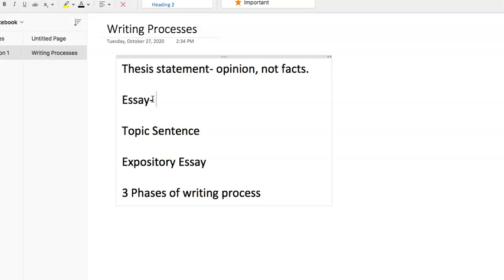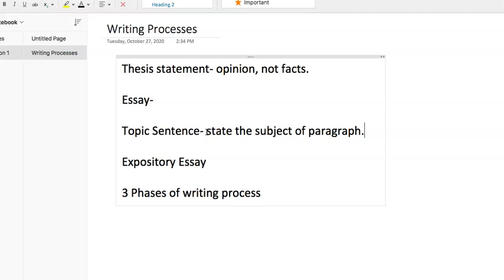Let's see. As far as topic sentences, one thing that people sometimes are mistaken on is that the topic sentence does state the subject of the paragraph, but it does not necessarily have to be the first sentence of the paragraph. It oftentimes is, but that is a possible multiple choice question that you could get about topic sentences. Does it have to be the first sentence of the paragraph? And the answer is no.